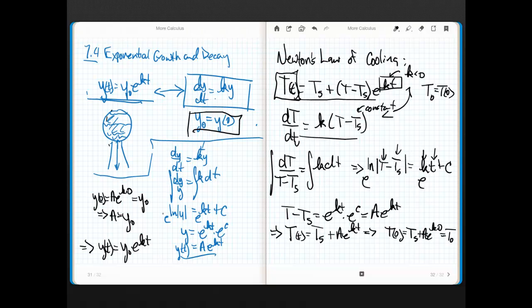It's just the initial temperature, very much like the initial quantity that we were talking about. I know that e to the k times 0 is e to the 0, which is 1, which implies that T sub s plus A is equal to T naught, which implies that A equals T naught minus T sub s, right? This implies that T of t is equal to the temperature of the surrounding plus the initial temperature minus the temperature of the surrounding times e to the kt.